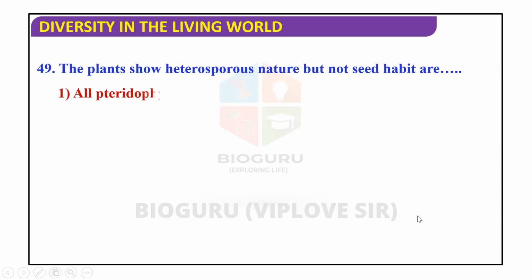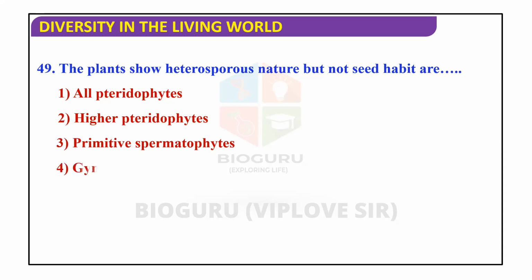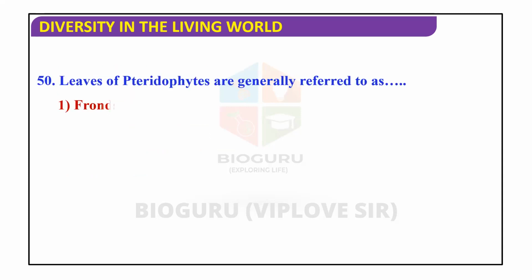That's good. The plants that show heterosporous nature but not seed habit are all pteridophytes, higher pteridophytes, primitive spermatophytes, or gymnosperms. It is higher pteridophytes. Leaves of pteridophytes are generally referred to as fronds, ramenta, indusia, strobili. Yes, it is fronds. That's good.